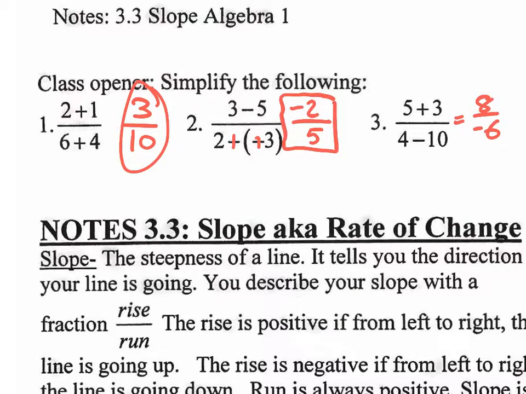So here are the answers. Number 2, the answer is negative 2/5. And then number 3, we get 8 over negative 6. But we could reduce that one. Let's reduce by 2. If you divide 8 by 2, you're going to get a 4 on top. If you divide 6 by 2, you're going to get a 3 on the bottom. And that negative sign on the denominator, it's better if we put it out here in the middle, or you could put it up on top. But never leave a negative on the denominator.